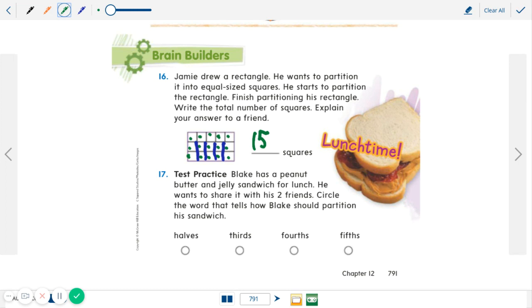Number 17, our last problem for our review. Blake has a peanut butter and jelly sandwich for lunch. He wants to share it with 2 friends. Circle the word that tells how Blake should partition his sandwich.